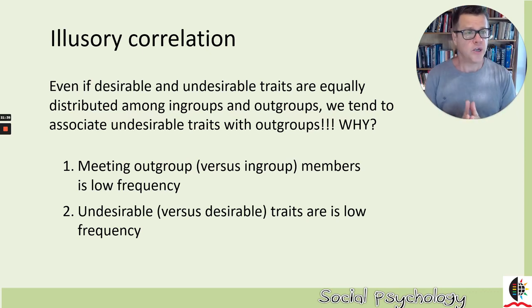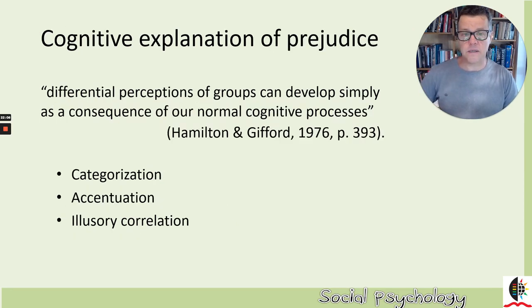Take for example, do you often meet people with Down syndrome? Seldom. It's a low frequency event. Do you often see people picking their nose? Low frequency event. If you went to a party and you saw a person with Down syndrome picking their nose, you're going to start thinking, whoa, people with Down syndrome pick their nose. These two low frequency events go together, and this illusory correlation can help to explain why we have negative attitudes towards outsiders.